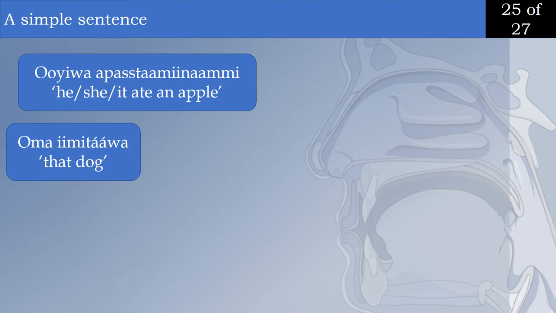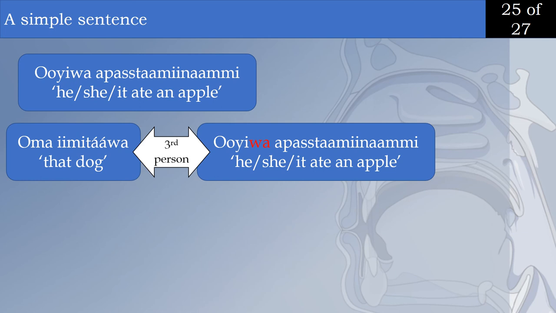Just like in English where you say he walks, or Jason walks, or that dog walks, we're still going to realize the subject-verb agreement on the verb by adding that wa suffix. That dog is third person, so our verb is also going to have third person wa. So I could say, imitao oi apastaminam. That dog ate an apple.